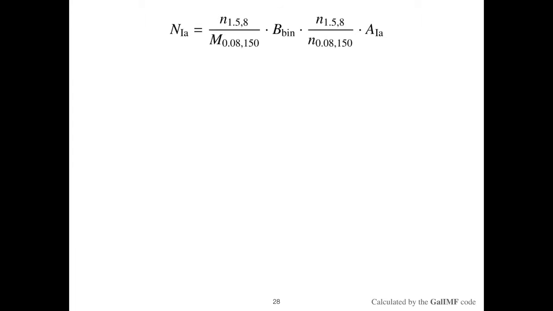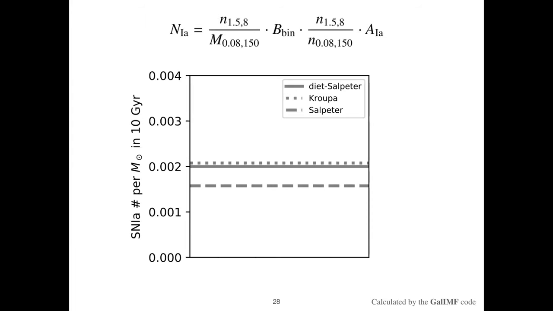And here is the correct equation again. Here I plot the number of supernova in 10 billion years per unit mass of a stellar population. So that is about two supernova per 1,000 solar mass formed. And you can see with this formulation, when you assume different IMF, this number changes.